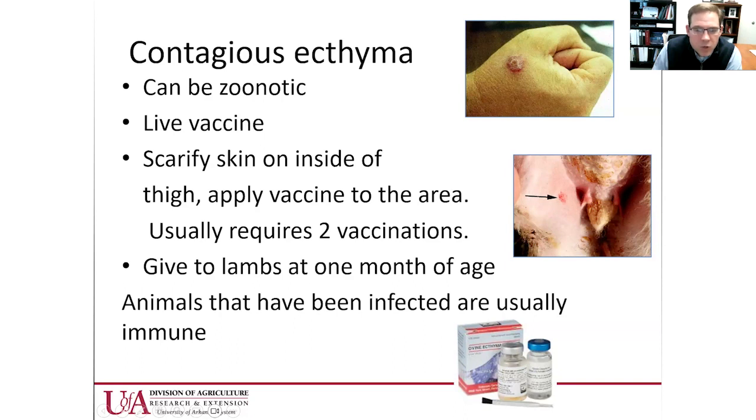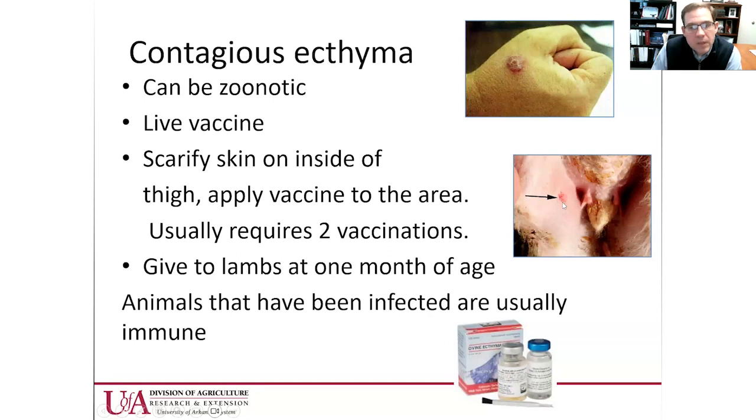And you use the sharpened end to make a small lesion on the inside of the lamb's thigh area, like we see in the picture here. So you use that to just gently poke the skin and open it up, and then you can use the brush to apply a little bit of the vaccine right there.